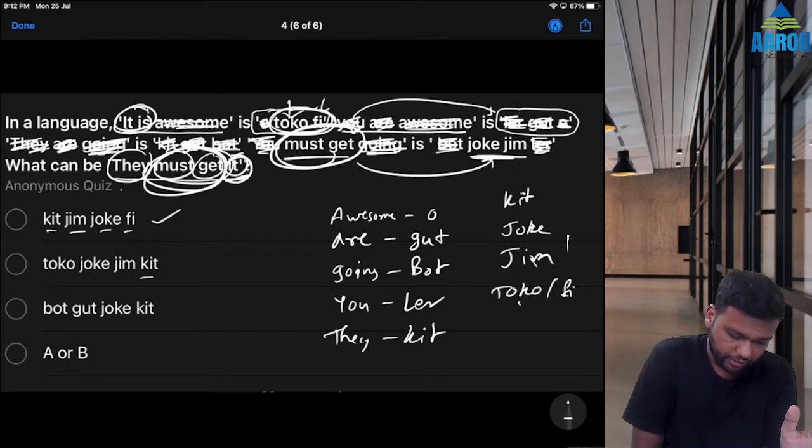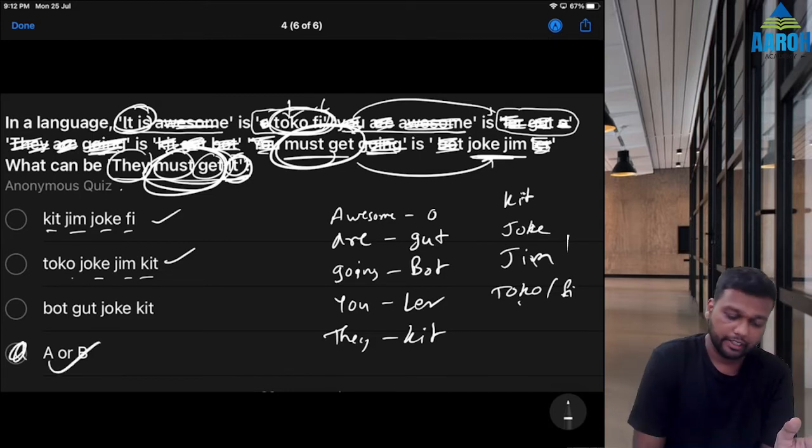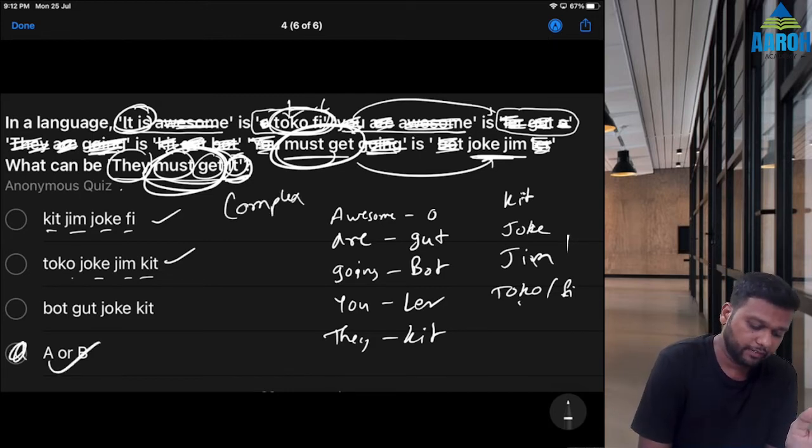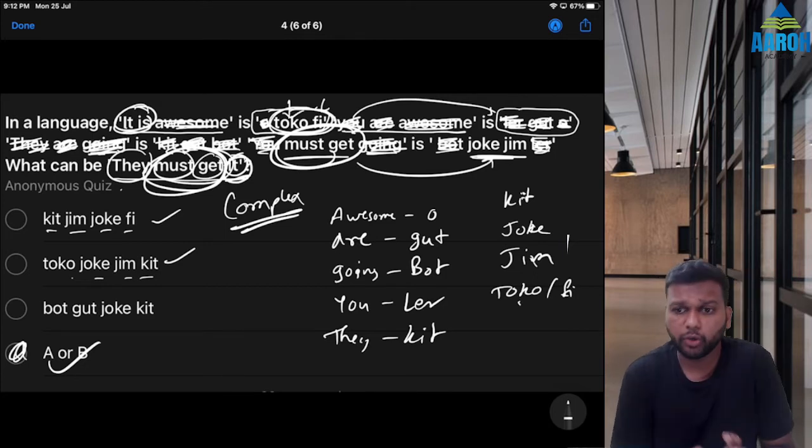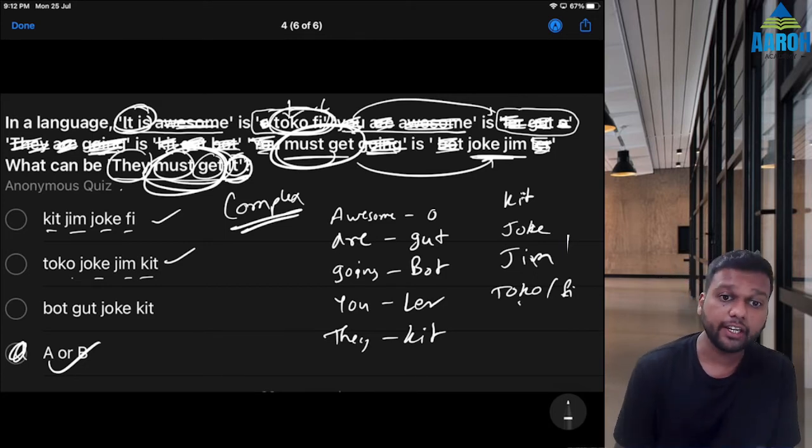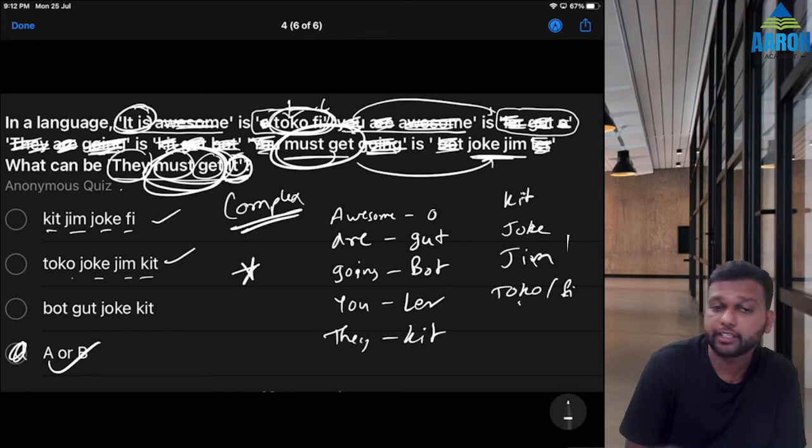Then kit, joke, Jim, toko. This is also one possible answer. So A or B is the correct answer for this. Now this was a very complex question and a good one for LR. So I hope everyone has understood this. If not, let me know in comments. I can give you more questions like this for practice.